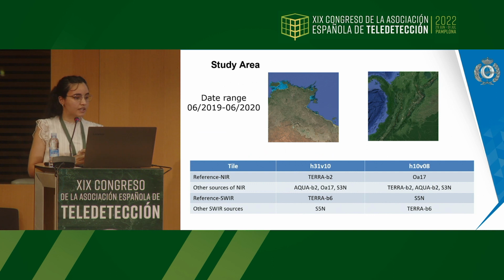Here I'm showing the study area, and actually we pre-processed two tiles. The first one is located in North Australia, which is known for forest fires every year. And the second one is located in South America, including Colombia, Panama, and Ecuador. And here we use data ranging from June 2019 to June 2020. And we should mention here that for the Australian tile, the reference sensor was Terra, and for the other tile, the reference was Aqua.